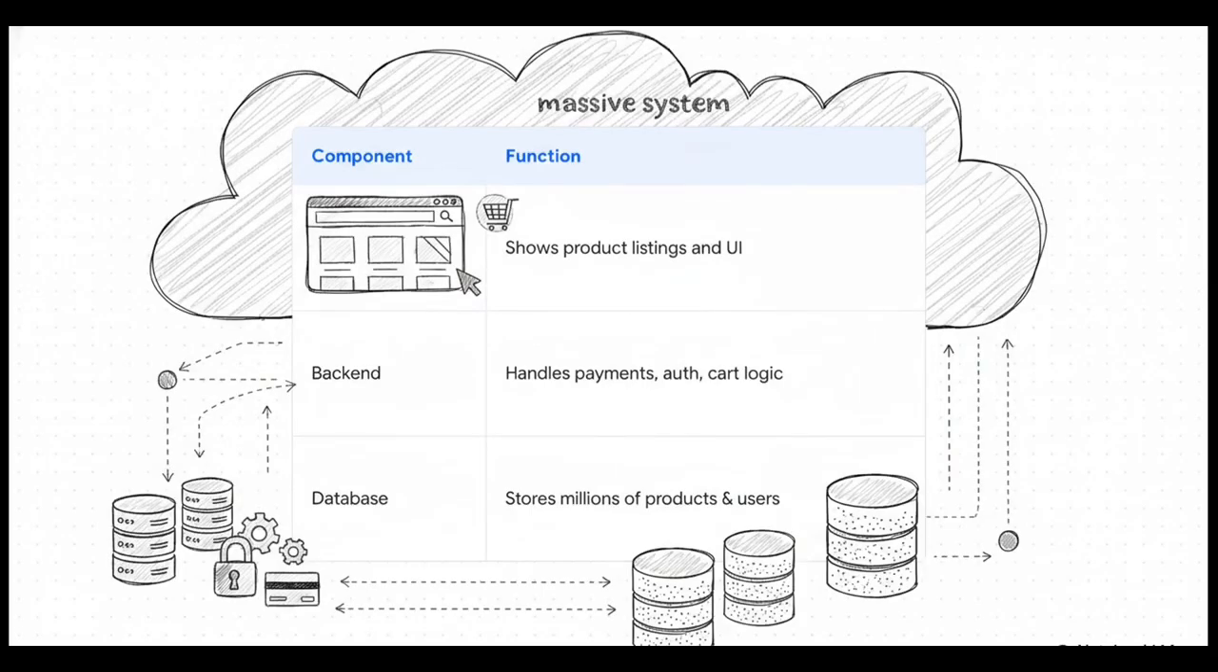Let's take Amazon. Perfect example. The front end, that's the pretty product page you're looking at. But the back end, oh, that's where the real magic happens. It's handling your payment, authenticating your login, managing your shopping cart, all that heavy lifting. And the database? It's a colossal library storing millions of products and user accounts. It's a beautifully coordinated system all working in concert.